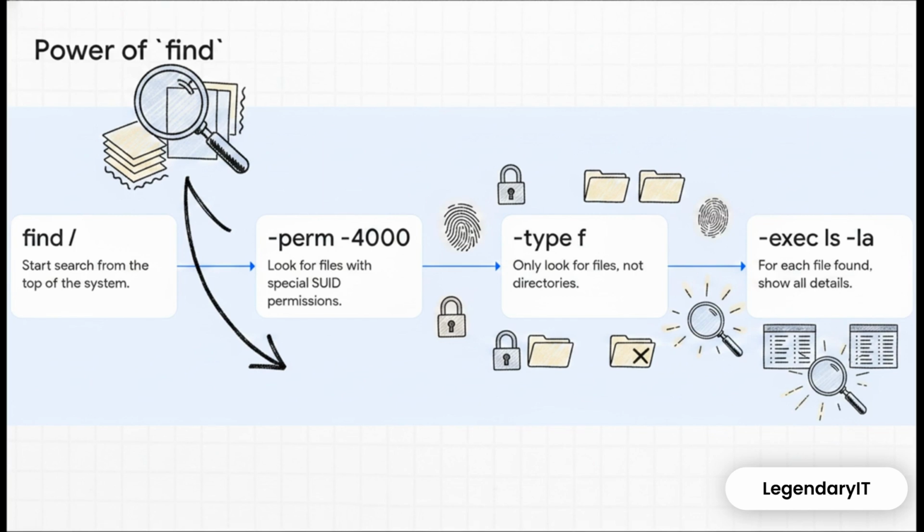The find command lets us search the entire system for really specific clues. In this case, we're hunting for files that have special SUID permissions. These can sometimes be a security risk, so a good detective always knows where they are. We're literally telling the system, start from the very top. Find me every file with these weird permissions, and for each one you find, show me all the details about it. This, right here, is how you dust for digital fingerprints.